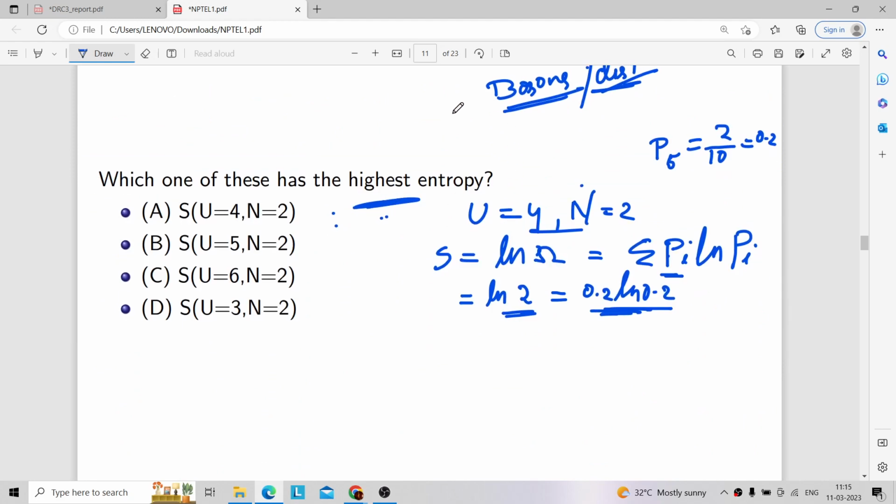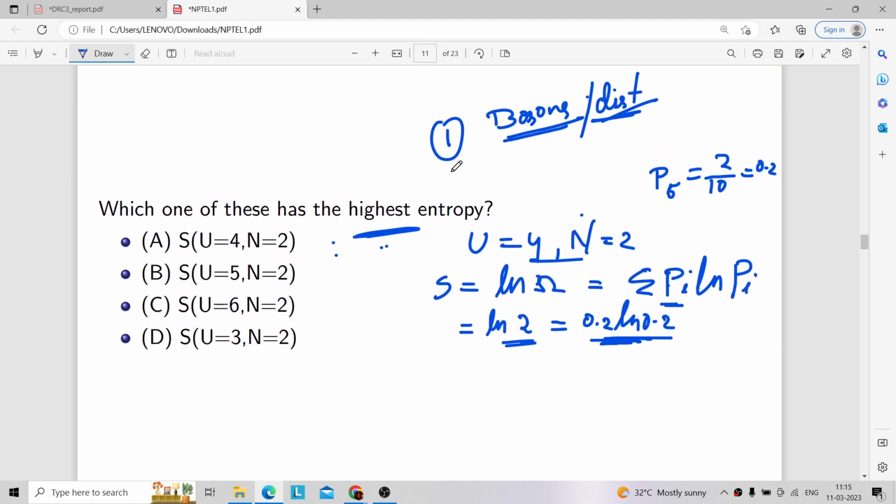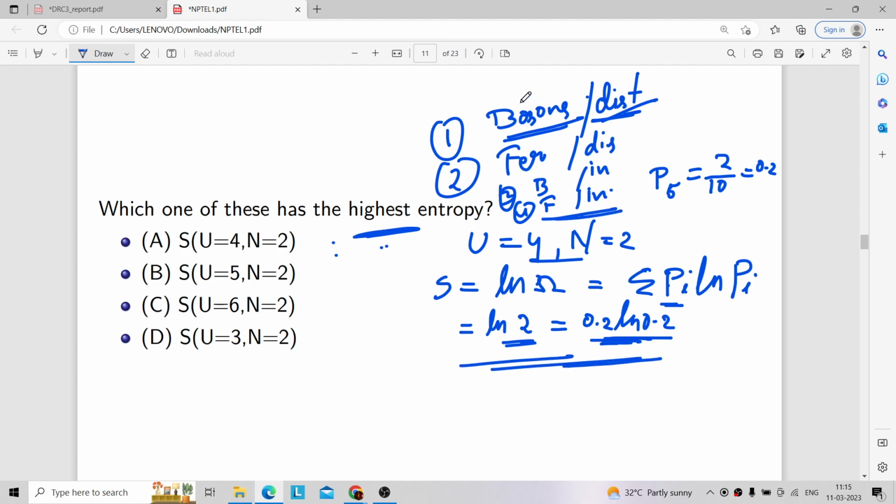You can calculate for both the cases: one, bosons distinguishable; two, you calculate for fermions distinguishable; then three, you calculate for bosons indistinguishable; then four, you calculate for fermions indistinguishable. You will get different entropies for these cases. Let's assume one case and we will calculate the entropy for each of these terms, and we will check which is the highest entropy.